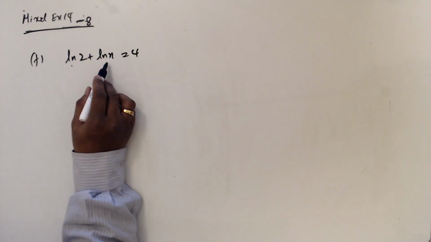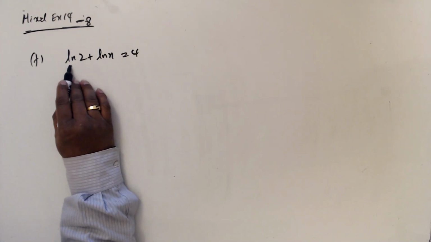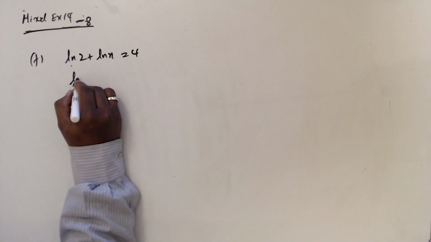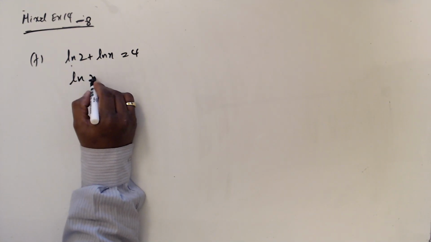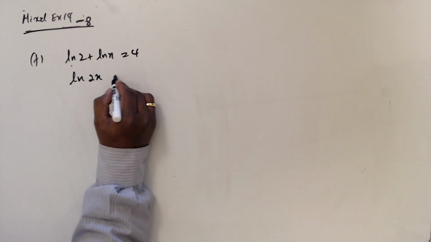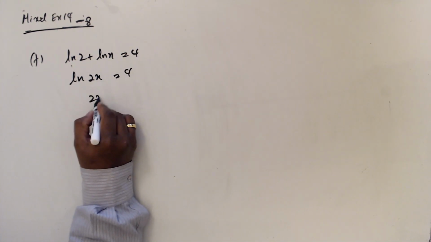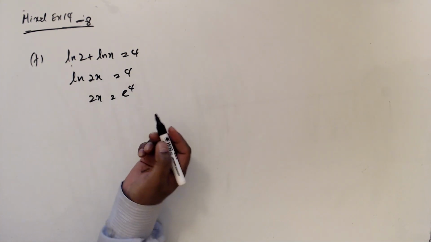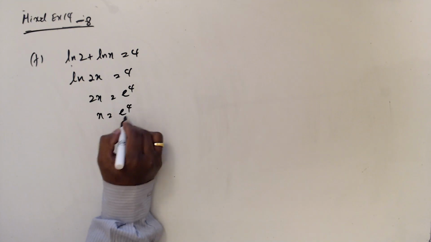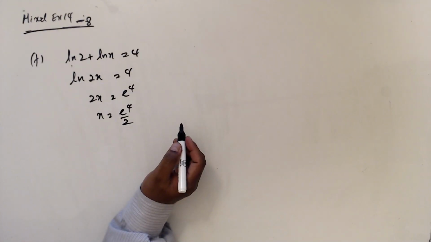So this is log addition. Then we can write this one as a multiplication. 2 times x, 2x equal 4. 2x equal e to the power 4. x equal e to the power 4 divided by 2.